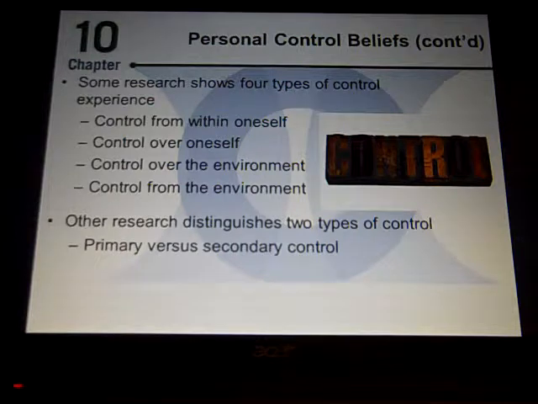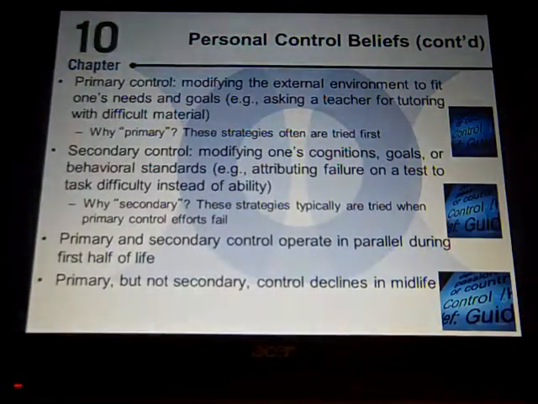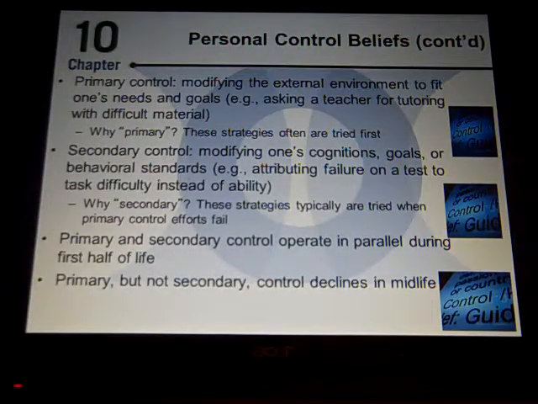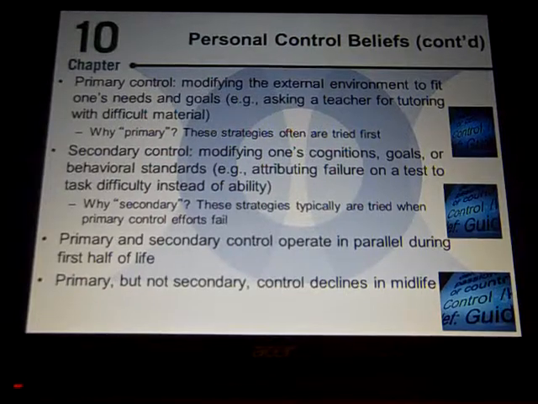Another research distinguishes 2 other types of control, primary versus secondary. This is our last slide. Primary control involves modifying the external environment, the physical, social environment, to fit one's own needs and goals. Example, asking a teacher for help with difficult material. Why are these primary? Because these strategies are often tried initially or tried first.